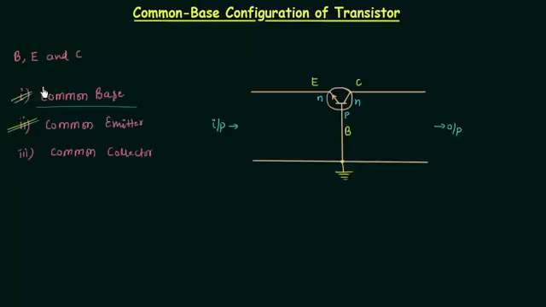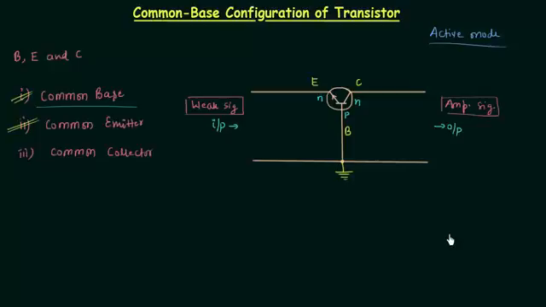in common base configuration. I am calling this side input side and this side output side because weak signal is introduced on this side, and we have amplified signal on this side, and this will happen only when the transistor operates in active mode. So there is amplification of weak signal in active mode.